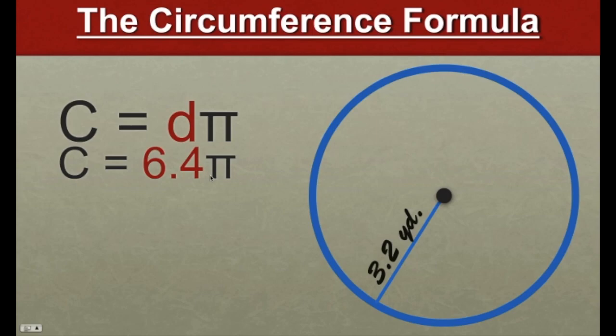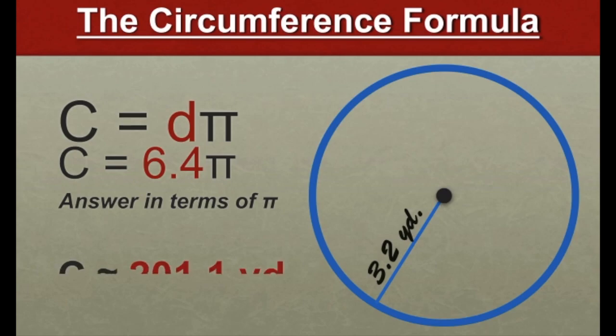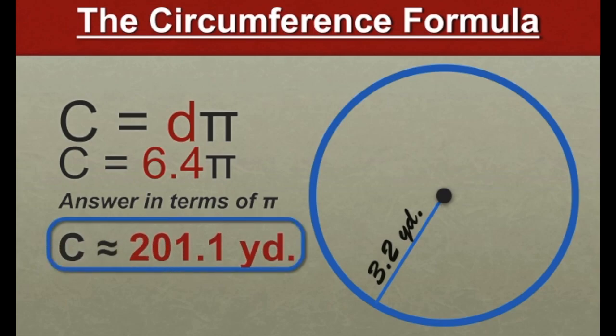And that's called having our answer in terms of pi, because all we're left with is our number times pi. So let's just do that. What's 6.4 times pi? That's going to give us the circumference equals approximately 201.1 yards. Again, let's relate that to what we're talking about. We're talking about circumference. That means if I start here on the circle and go all the way around the outside of the circle, I would have traveled 201.1 yards.